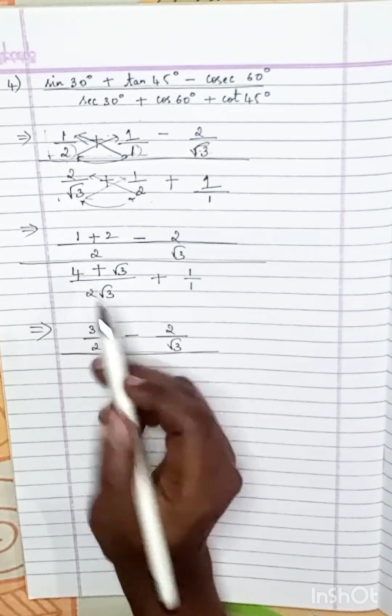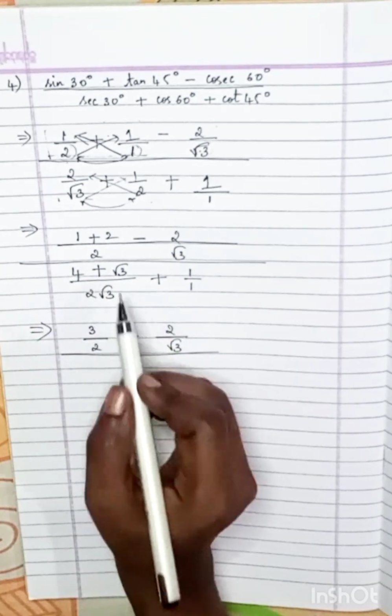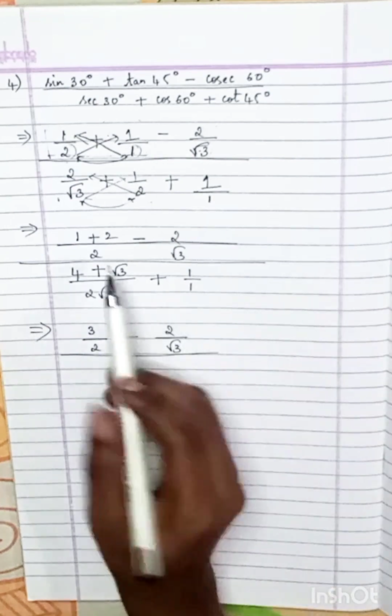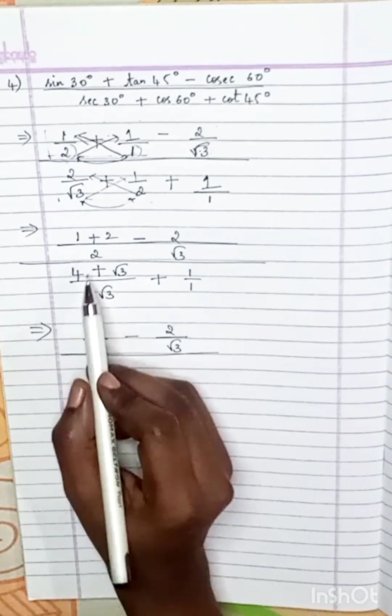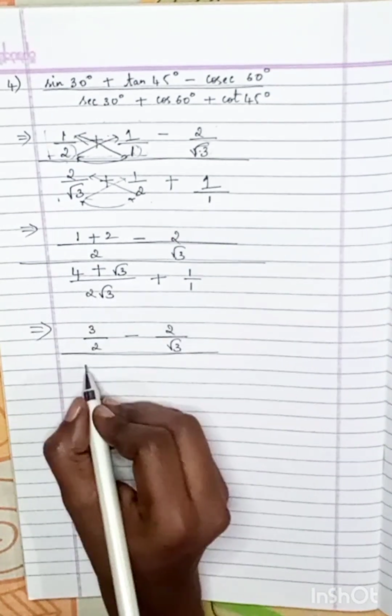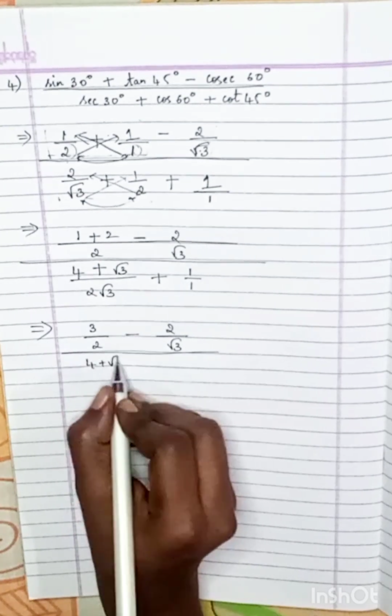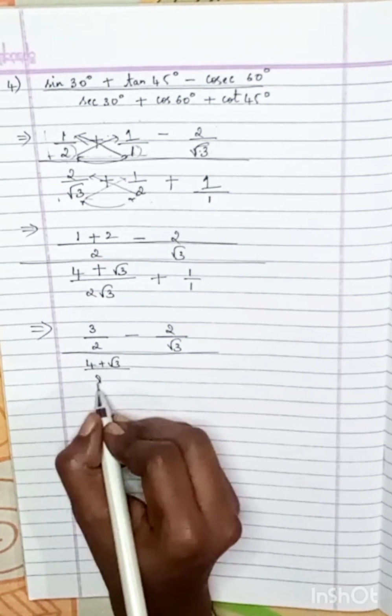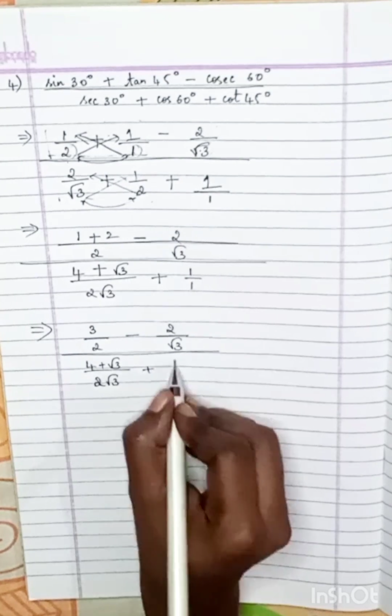See, 4 is one type of number. Root 3 is another type of number. These two are not like terms. So we cannot add these two. Instead we will keep them as it is. 4 plus root 3 by 2 root 3, plus 1 by 1.